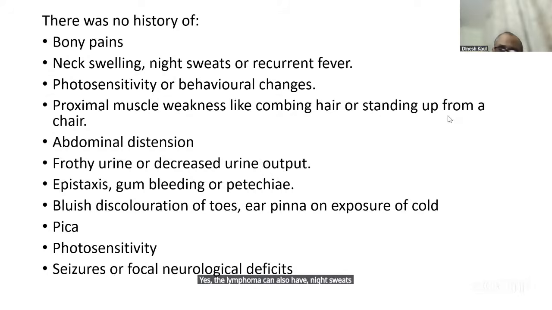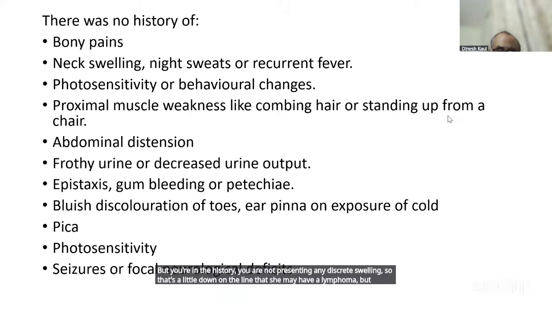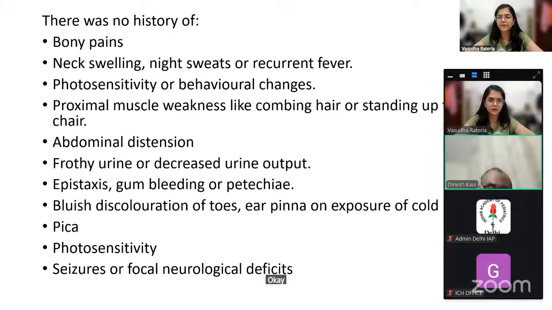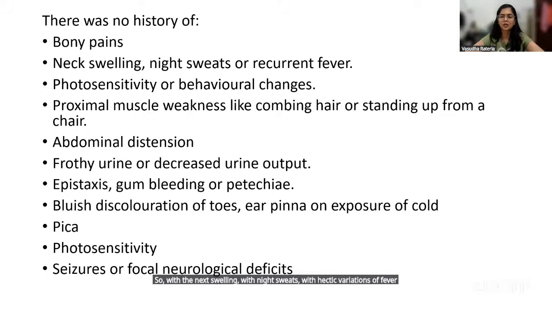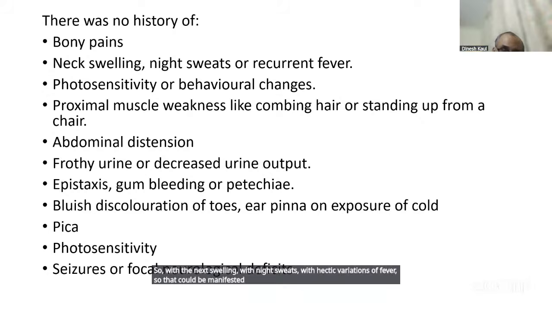But in the history, you are not presenting any discrete swelling. So that's a little down the line that she may have a lymphoma. But a child of this age group may have a Hodgkin's lymphoma or non-Hodgkin's lymphoma. Yes, sir. So with a neck swelling, with night sweats, with hectic variations of fever, it could be a manifestation of Hodgkin's, non-Hodgkin's lymphoma, with anemia.